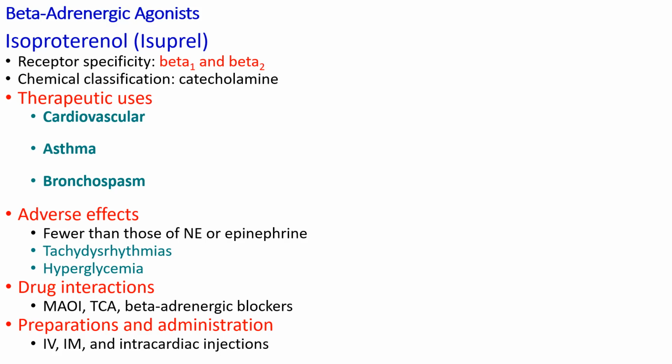So the adverse effects are fewer than those of norepi or epinephrine, because the isoprel doesn't activate the alpha receptors, only beta 1 and beta 2. The adverse effects can also lead to tachydysrhythmias and angina pectoris, and hyperglycemia in diabetic patients. The drug may interact with MAO inhibitors, tricyclic antidepressants, and beta blockers.